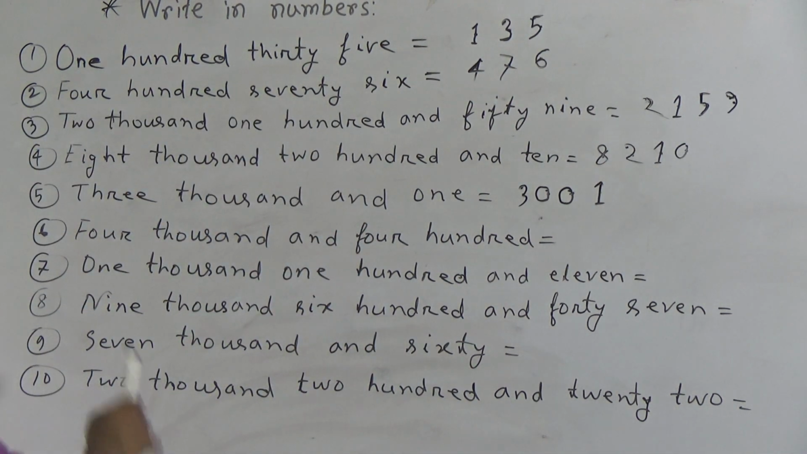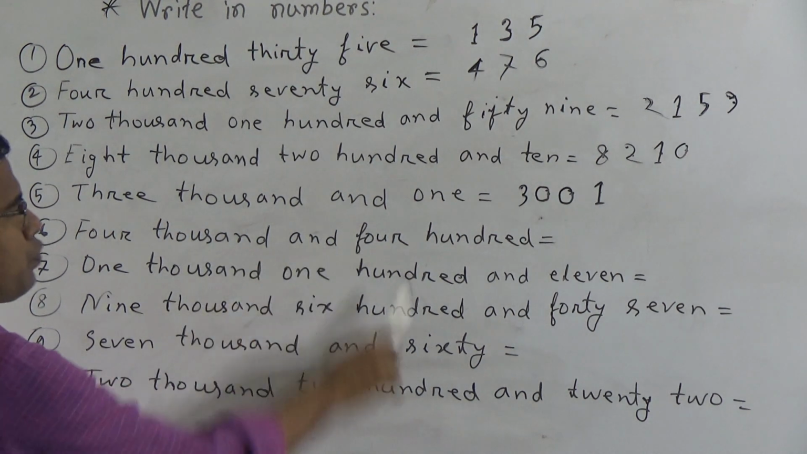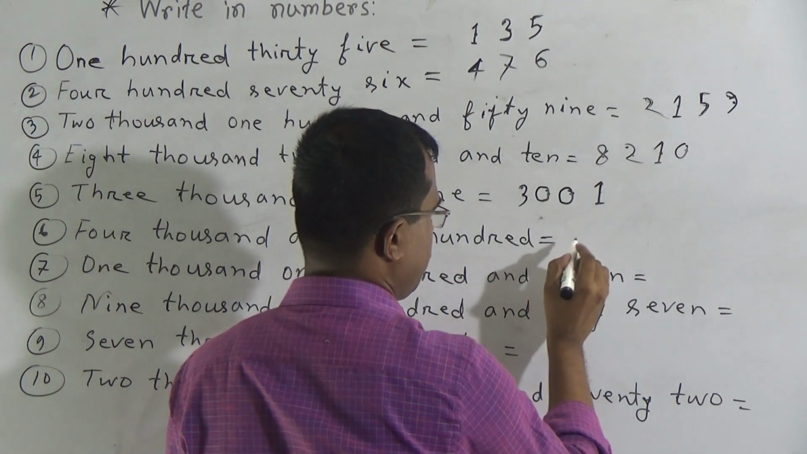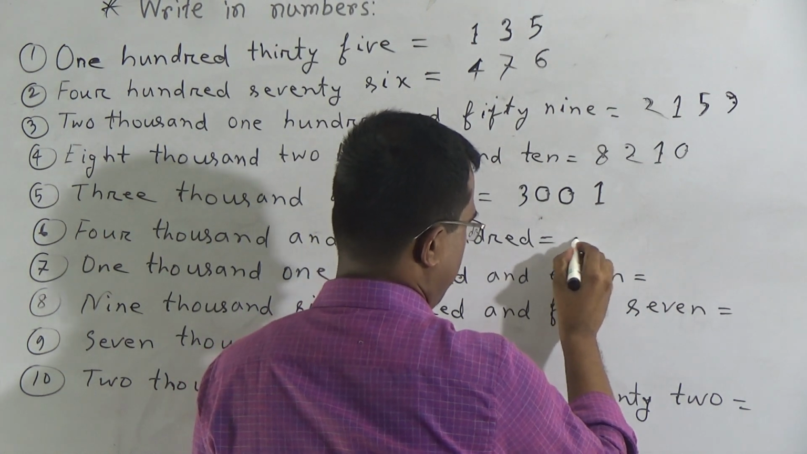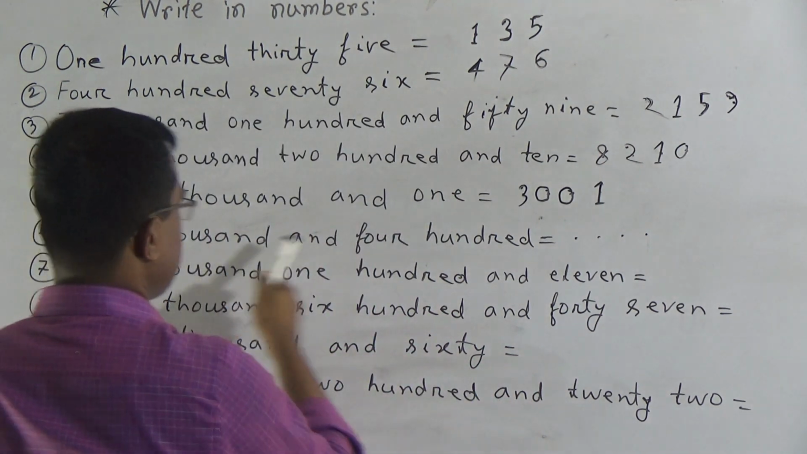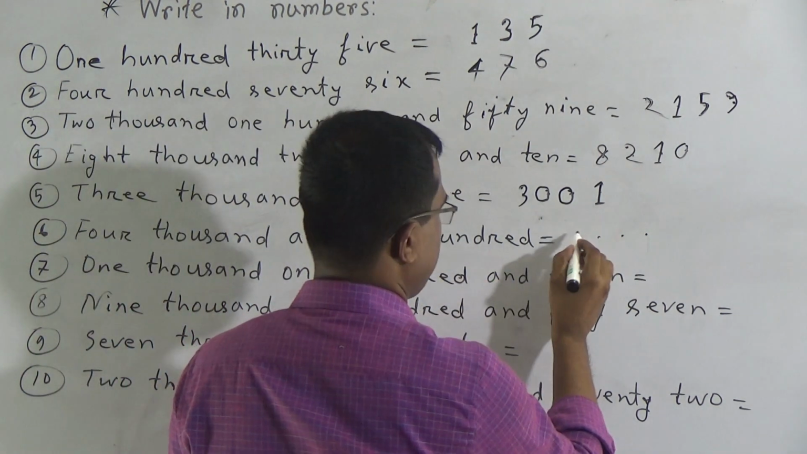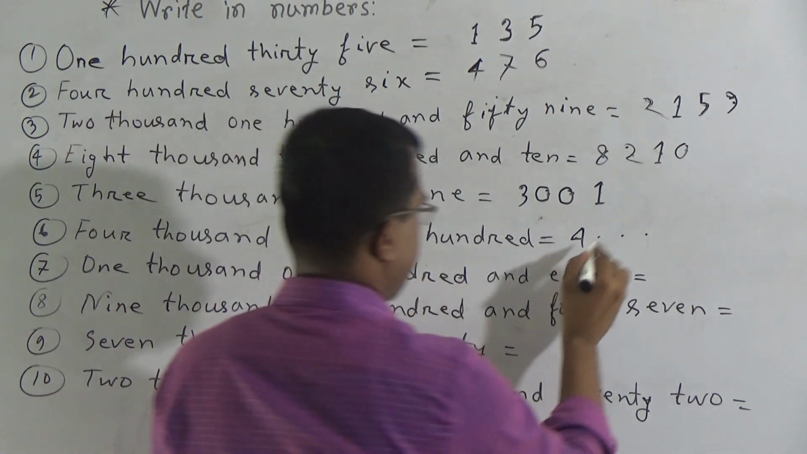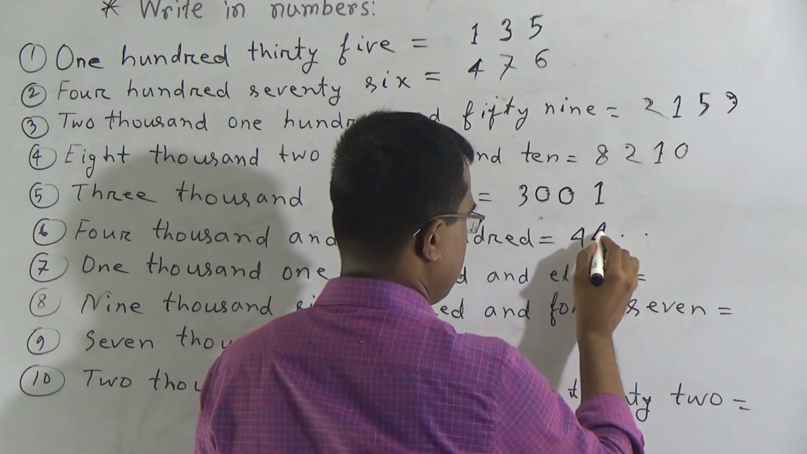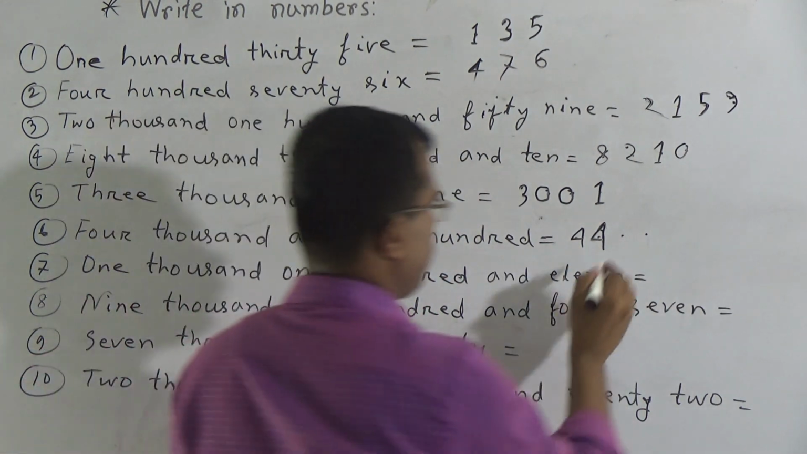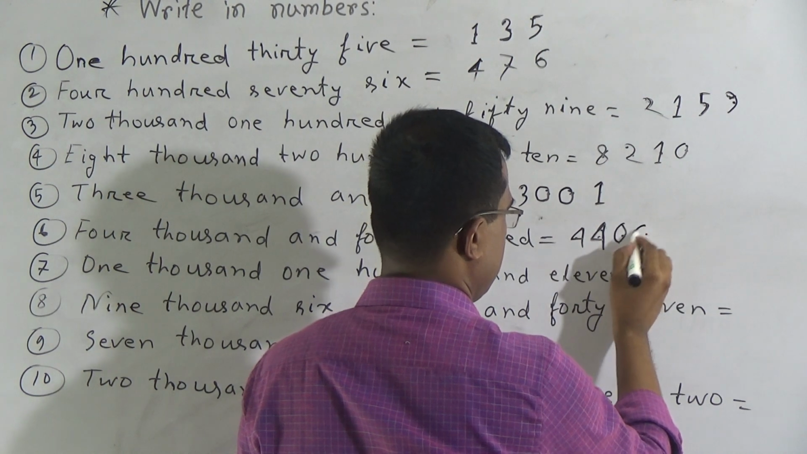Now number 6, 4400. Here the highest place is thousands, so we have to put 4 dots, 1, 2, 3 and 4. In the thousands place 4 will come, and in the hundreds place also 4 will come. And the next 2 places are blank, so we have to put 0 in these 2 places, 0 and 0.